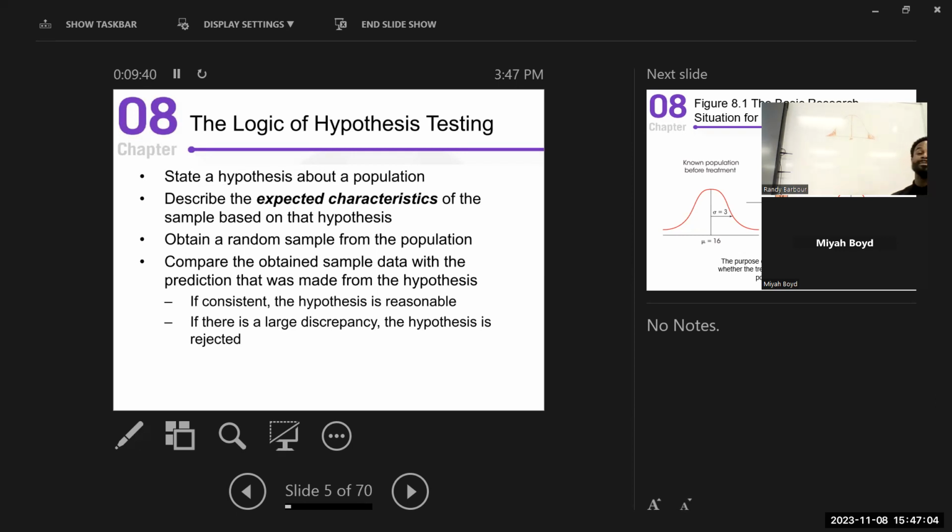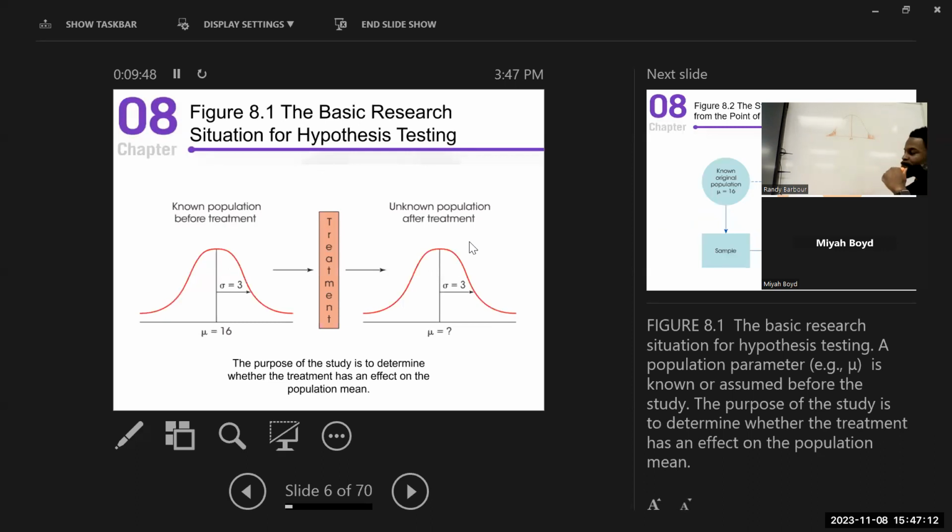You're still going to have to work with these numbers. So, a basic situation. Here's an example. You have the known population before treatment. The mean is 16. You have a standard deviation of 3. You administer some sort of treatment, whatever that treatment is.